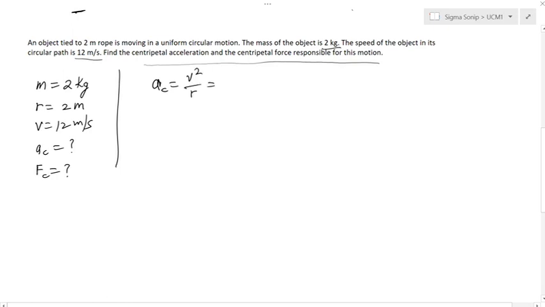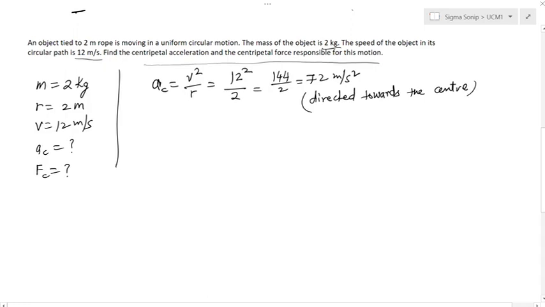Substituting the value here, v square is 12 square over r is 2, which is 144 over 2, which gives you 72 meters per second square. And if we want to be really pedantic, we could say that is directed towards the center. We can mention the direction as well, directed towards the center.